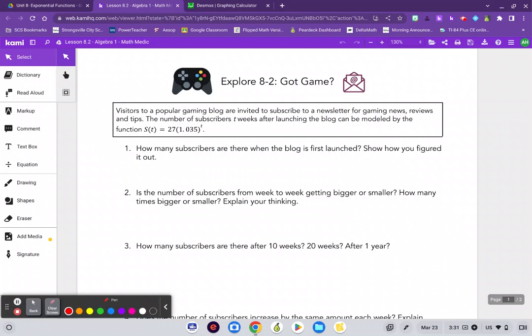Okay, so a couple things I noticed is that I have this function. It looks to be exponential based off of the model that we talked about yesterday, where we had f of n is equal to f of 0 times r to the n. And this time I'm talking about t, though. So t weeks after the launch. Okay, so that's going to be important.